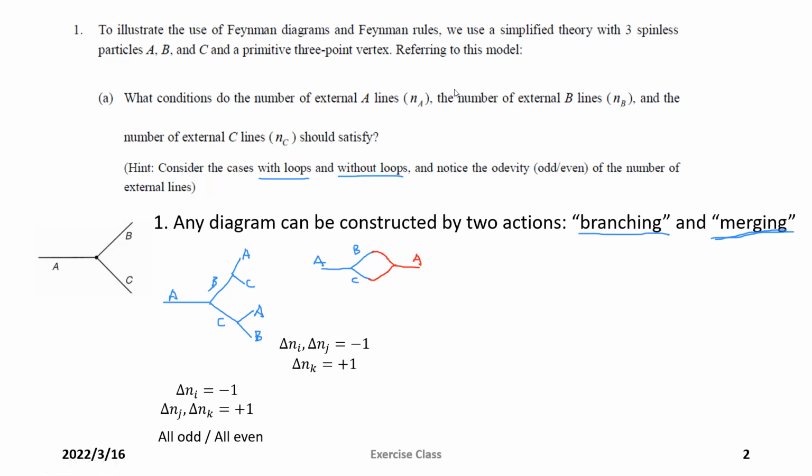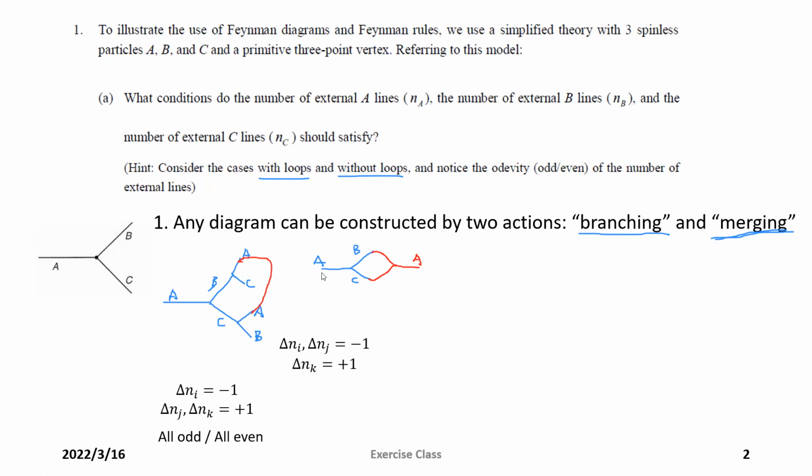And we also have another case in which we can merge 2 lines of the same type. So for example, here, we can merge these 2 external A lines together to form a loop.